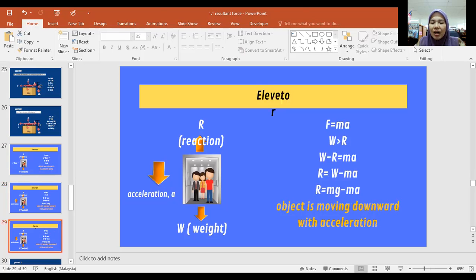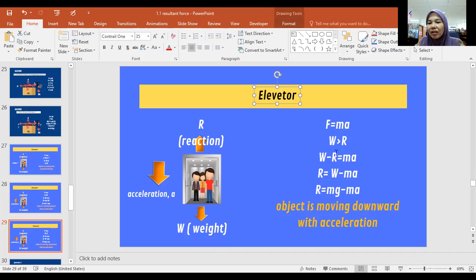Next situation, elevator as well. The object is moving downward with acceleration. We have two types of force. F is equal to ma. If it is moving downward with acceleration, W is greater than R. Weight is greater than reaction. So we use W minus R, because W is greater than reaction. W minus R is equal to ma. R is equal to W minus ma. R is equal to mg minus ma. The object is moving downward with acceleration.